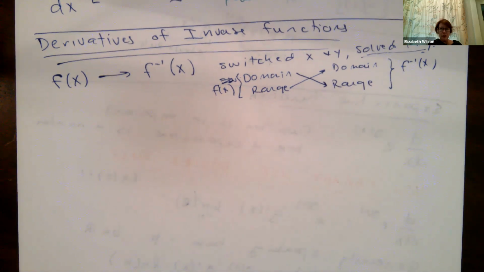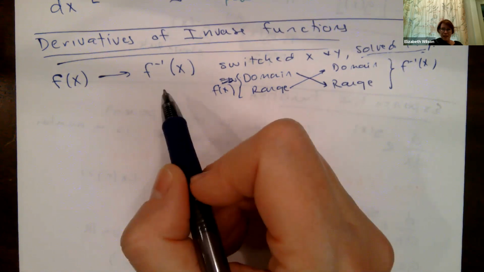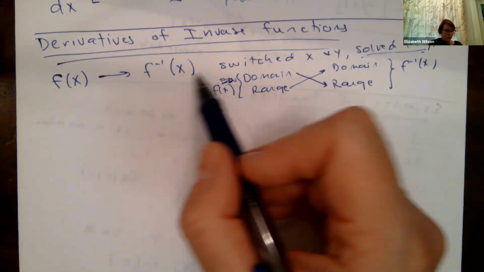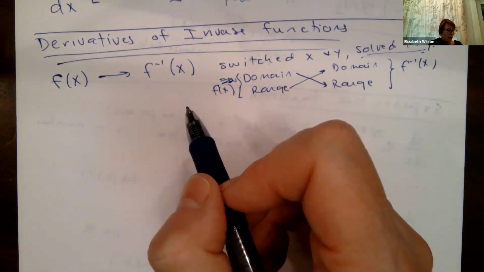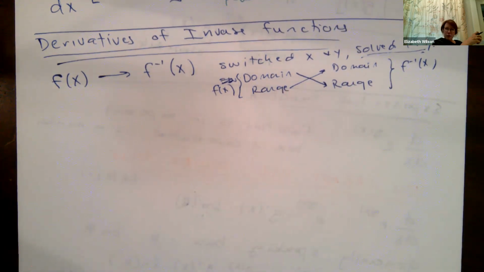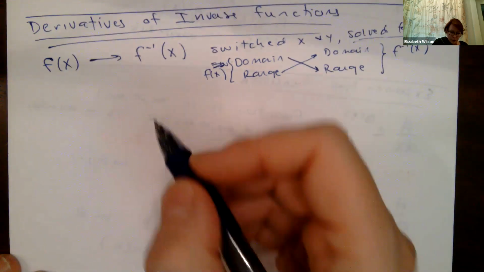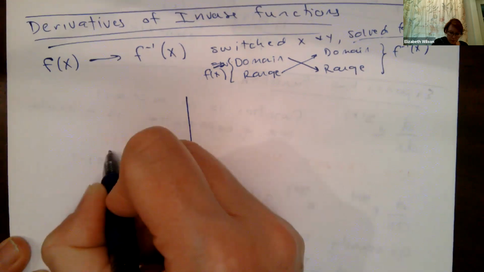Okay, but some functions are going to be too hard to actually solve for y, so we need a better way to think about how I'm going to take the derivative of this inverse function, right? That's our goal. So I'm going to first draw out a picture of what our inverse function looks like, and then we'll keep referencing this picture when we talk about stuff. So let's draw out our picture.